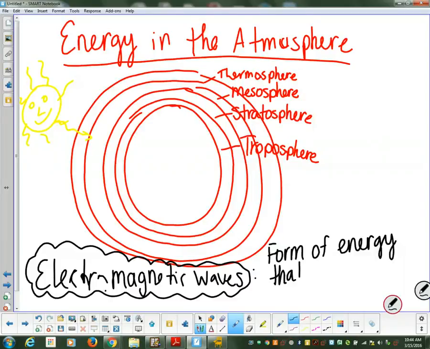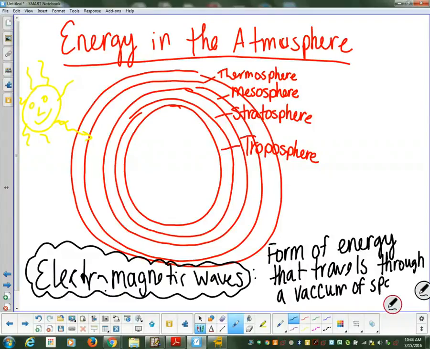that travels through a vacuum of space. And really all that means is it's sun's energy traveling to Earth. Okay? The vacuum of space that they're talking about is our galaxy. Okay? So any of the planets that are in our galaxy are going to experience these electromagnetic waves. Some more than others. Okay? So if you're closer to the sun, obviously you're going to have more electromagnetic waves.